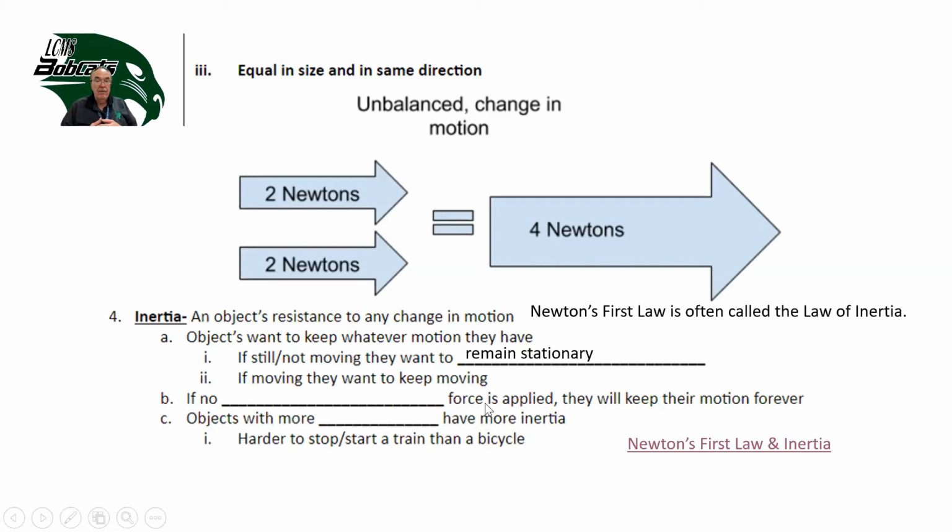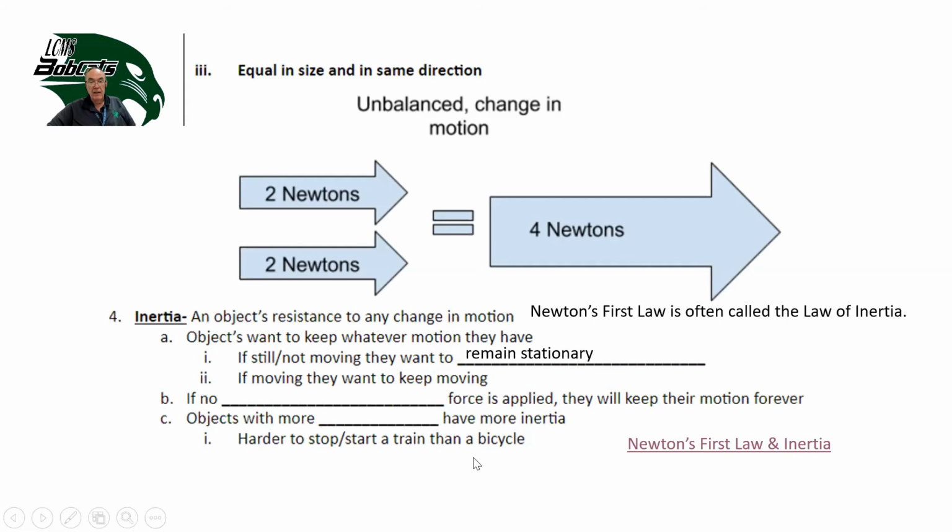So like if a car is going down the road, it has a certain amount of inertia. It wants to keep going in the same direction and keep doing what it's doing. So that tendency of it to want to keep going is what we call its inertia.